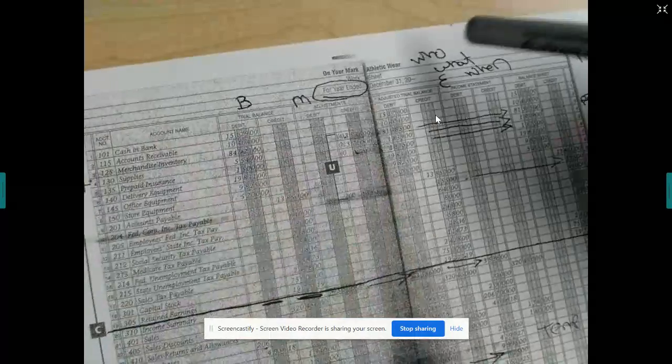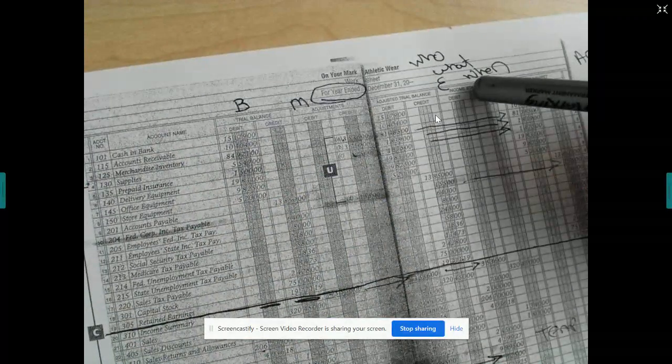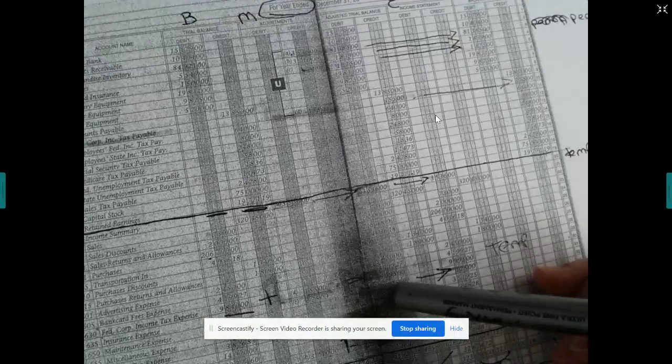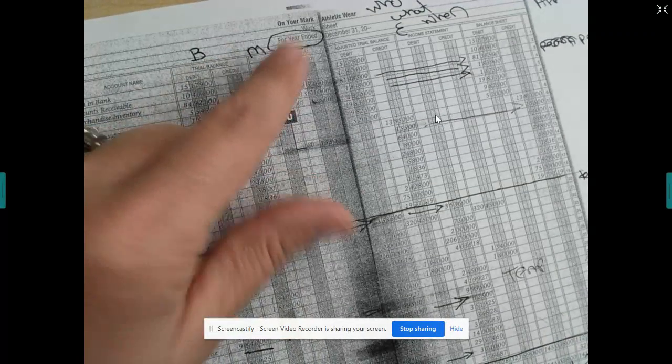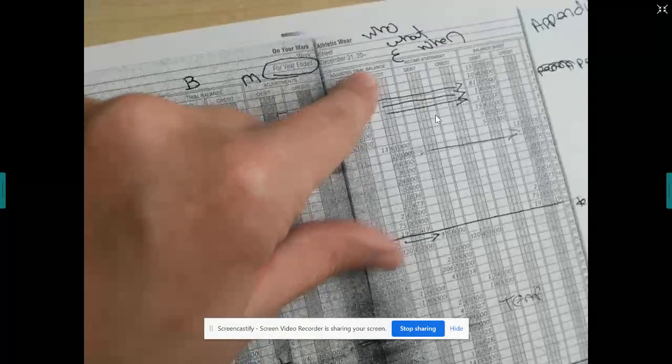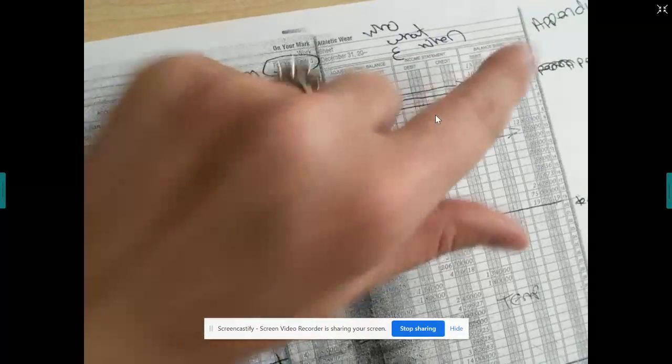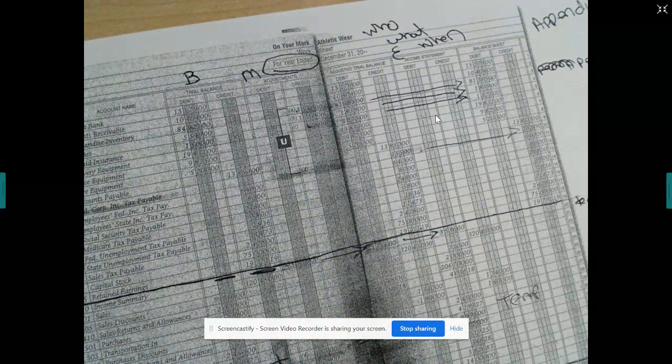At the beginning of chapter 18, we are looking at adjusting, and we still have the same here. We have the who, the what, and the when. And we have all the accounts listed. They're just longer this time. And we have the trial balance section, the adjustment section, the adjusted trial balance section, the income statement section, and the balance sheet section. All of that is still the same.